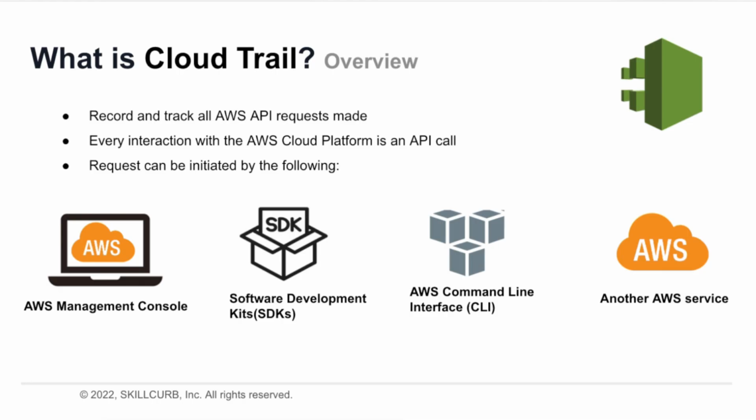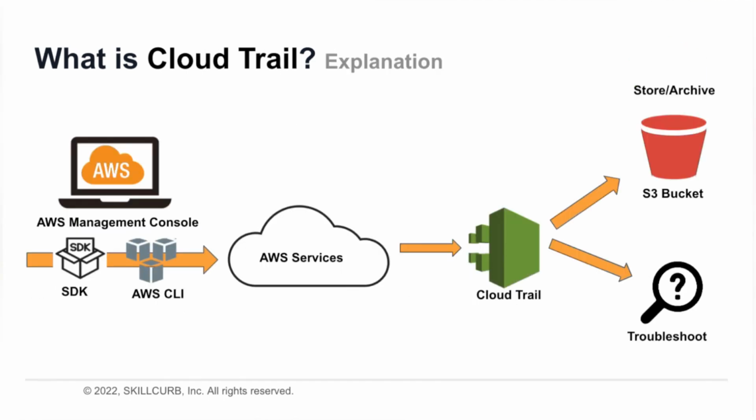CloudTrail. CloudTrail is a service whose main purpose is to record and trace all the AWS API queries. Every interaction with the AWS Cloud Platform is an API call. You can track, monitor, and keep account activity connected to the actions throughout your AWS infrastructure with CloudTrail. CloudTrail records all the activities made through the AWS Management Console, SDKs, command line tools, and requests made by other AWS services.